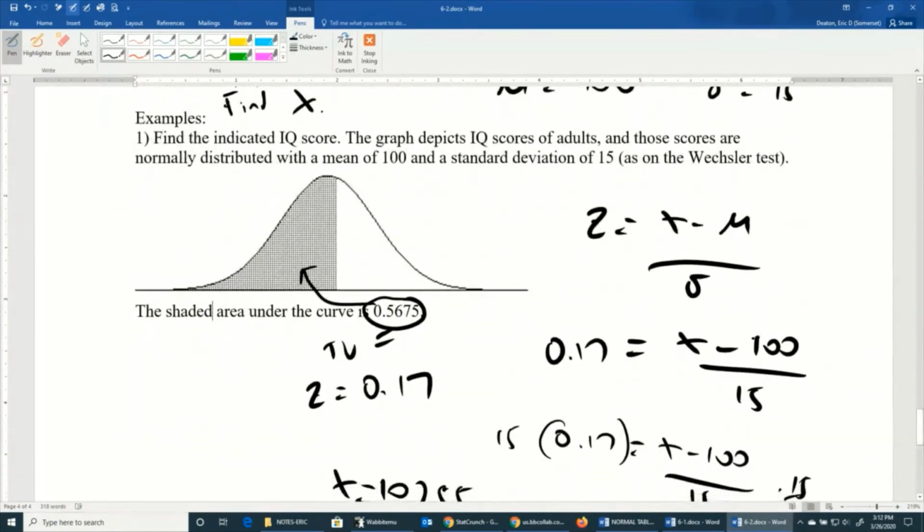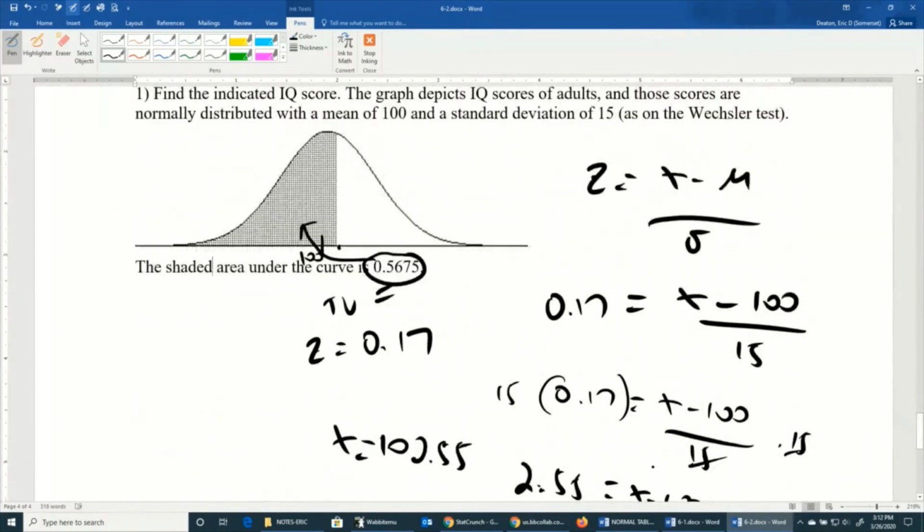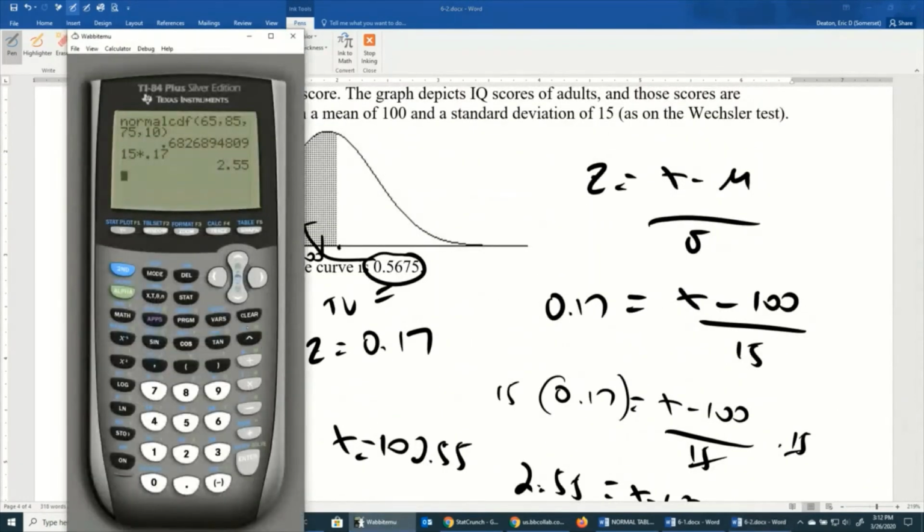Let's see if that makes sense. The mean is 100, which is right somewhere in there. So this value right here is going to be a little bit bigger than 100, and it is. Makes sense. 102.55. Yep. I'm going to show you with the calculator.